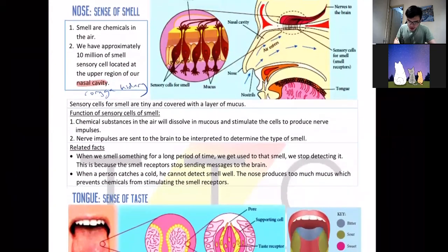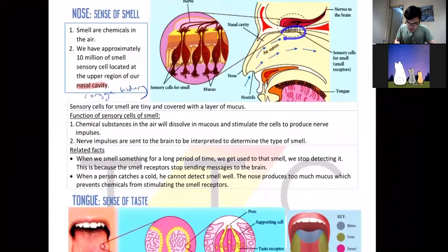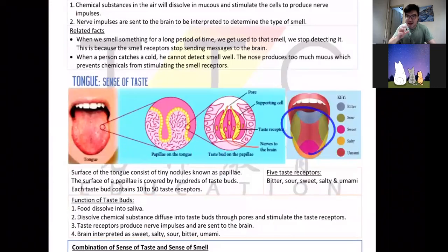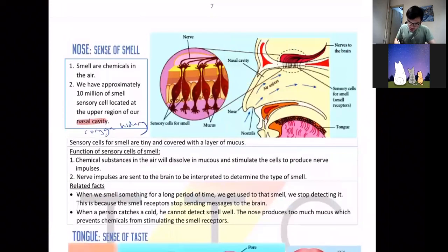Here's the thing, your smell receptor, listen, very important here. Your smell receptor and your taste receptor need to be constantly moist. Constantly moist. They cannot be dry. So this is why your tongue is covered with saliva. Your nose is the same thing. It's not covered by saliva, but it's covered by a sticky fluid we call mucus.